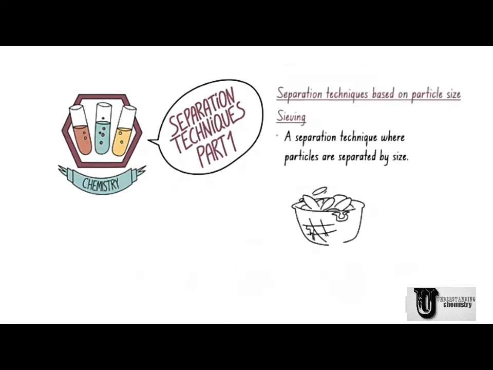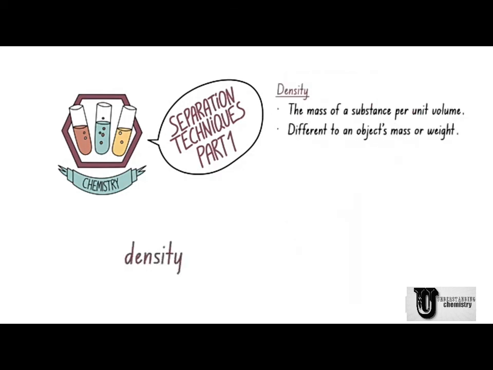Sieving is a separation technique where particles are separated by size. Larger particles collect in the sieve, while smaller particles fall through. Density is the mass of a substance per unit volume. This is not the same as an object's mass or weight.